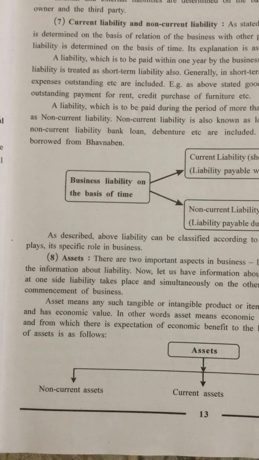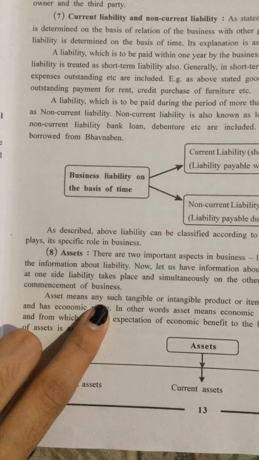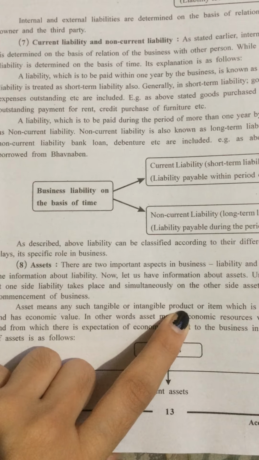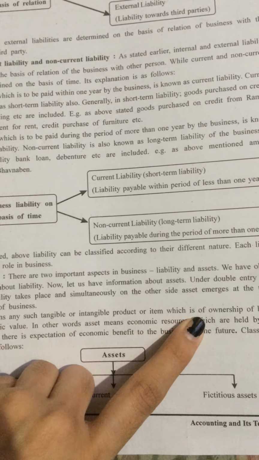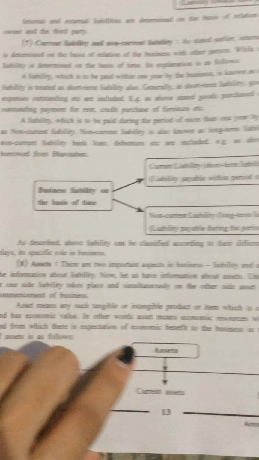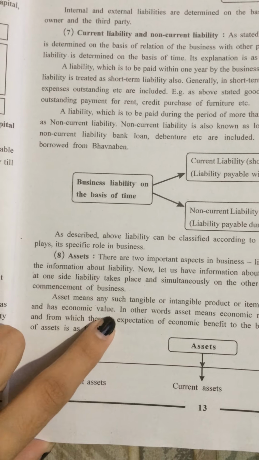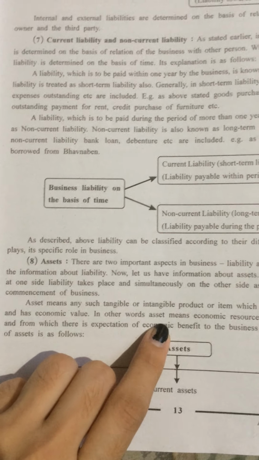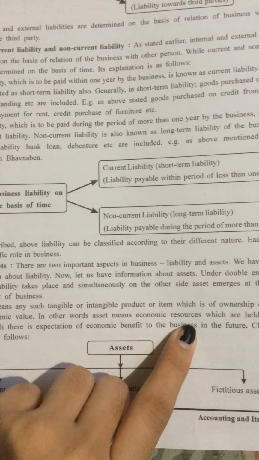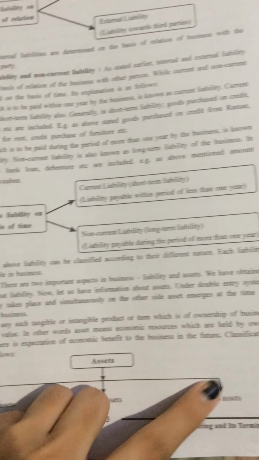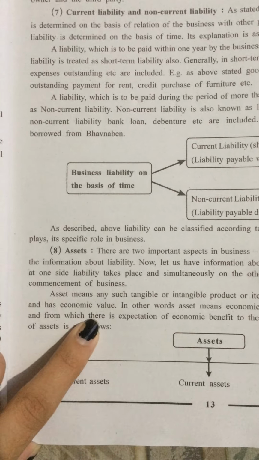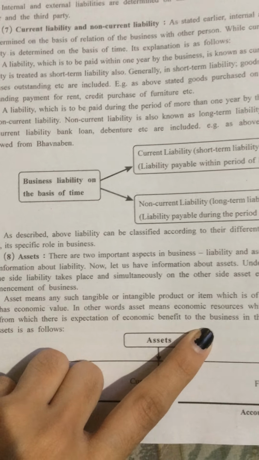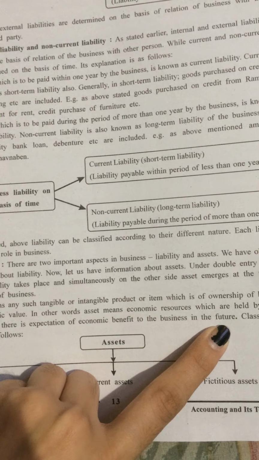So assets means any tangible or intangible product or item which is owned by the business and has economic value. In other words, we can say that assets are economic resources which are held by the owner and from which there is an expectation of economic benefit to the business in the future.